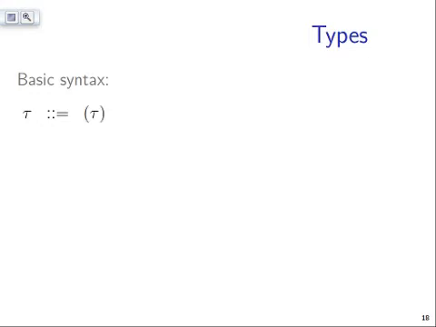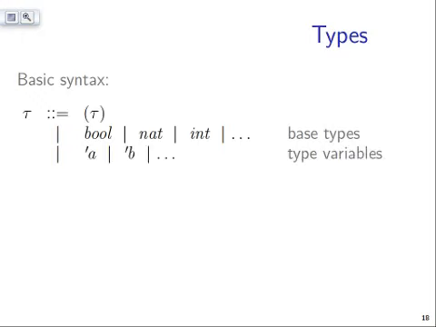Well, you can put types in parentheses, as always. Then we have a number of base types: Booleans, natural numbers, integers, and also reals. Those are the only ones that we'll need in this course, more or less, I think. And then we have type variables. In the notation that we're using here, you can distinguish the type variables from the fixed types by the fact that they start with a quote. In other languages, they have different conventions.